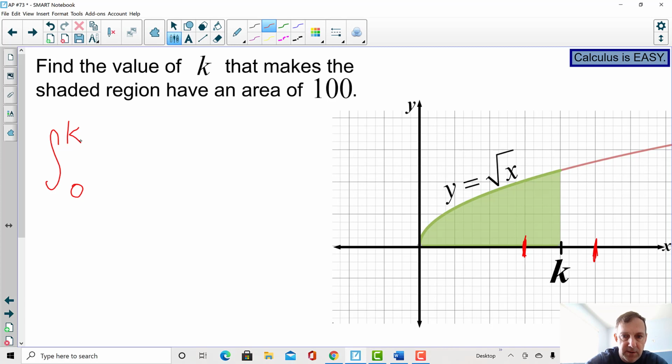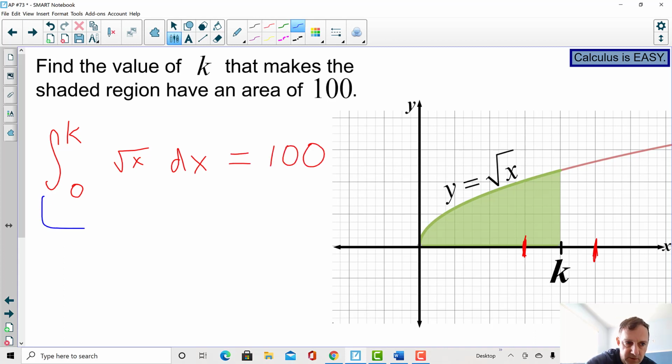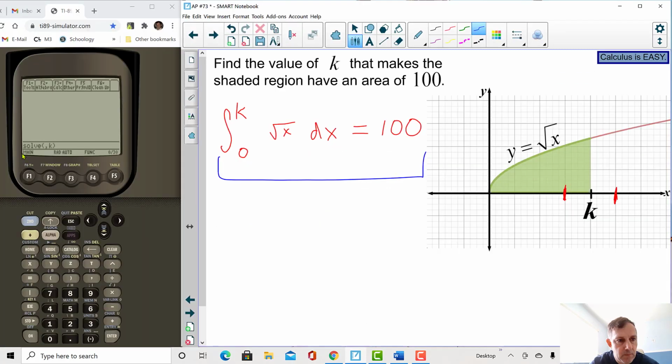And we're going to do top minus bottom, so it's just going to be the square root of x minus 0. And I want this area to equal 100. So basically all I have to do is solve this equation, and it'll tell me the answer. So let's go ahead and plug that in our graphing calculator and see what it says. We're going to want to solve this equation for k.